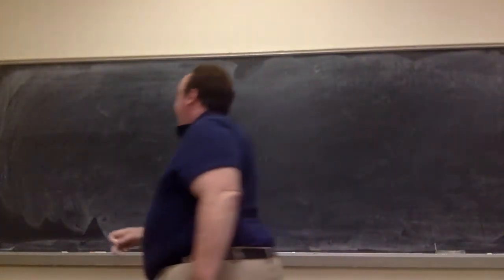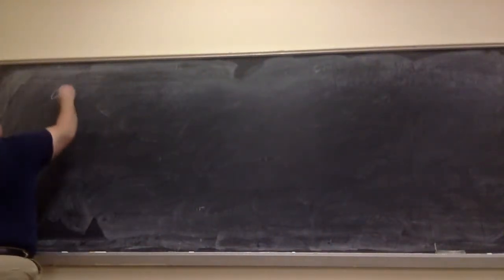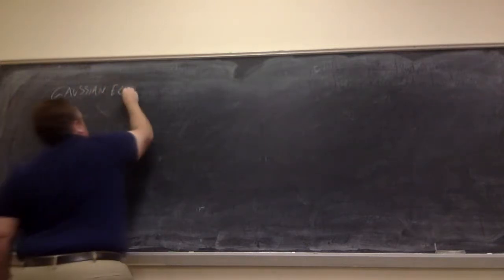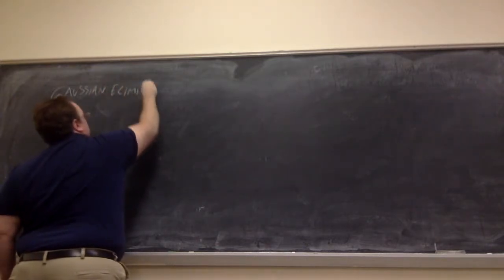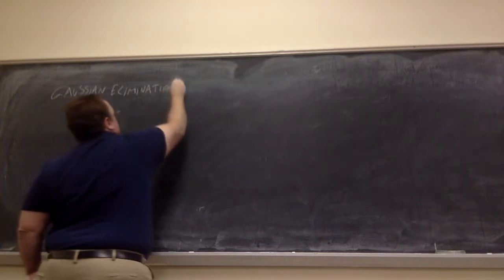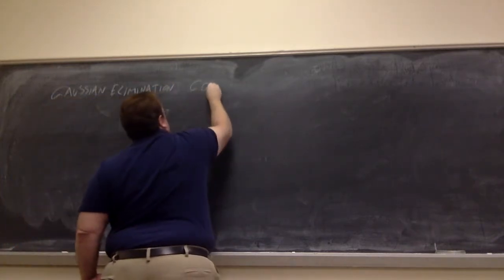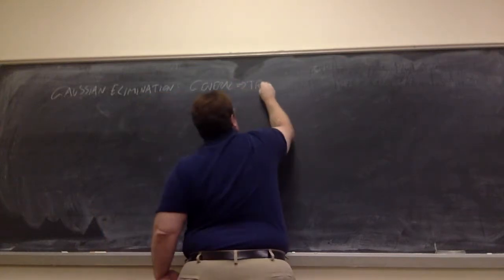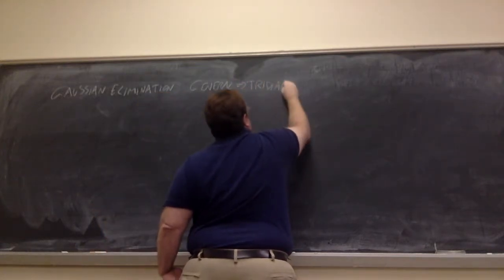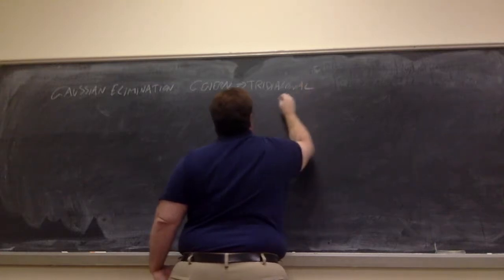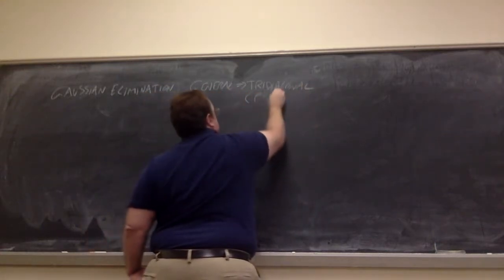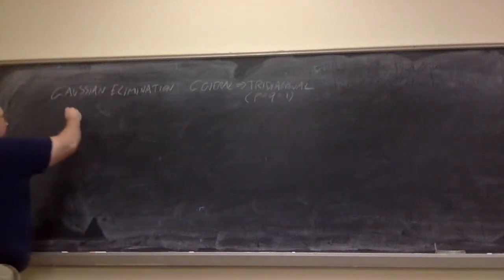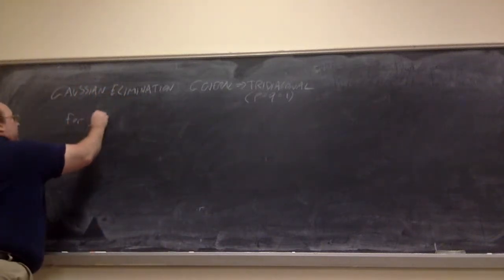All right, so here's the algorithm for Gaussian elimination. I'm going to start with the general case and strip it down to the tridiagonal case. In that case, P and Q, the upper and lower bandwidth respectively, are equal to 1.